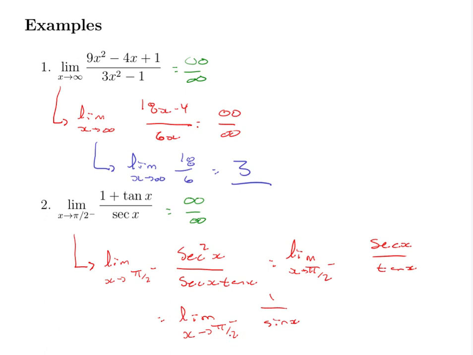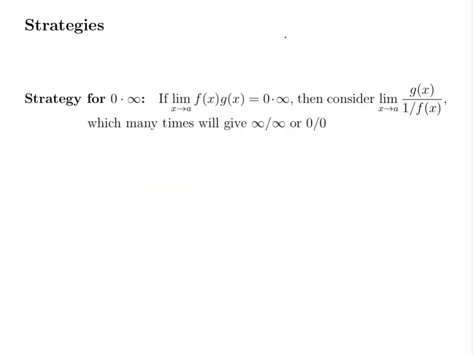And now we know that sine of x is 1 at pi over 2. So this limit is just 1. And that's what our original limit is as well. So these infinity over infinity indeterminate forms aren't any more difficult. So all we have to look at now is some strategies for these other indeterminate forms.